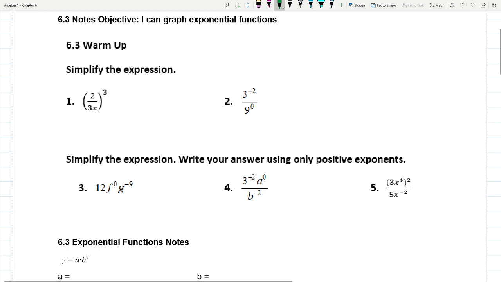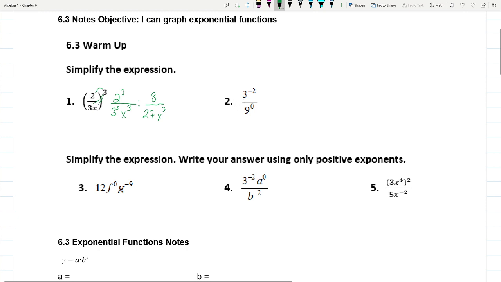And so what I'm going to do is distribute this 3 to each power. What this becomes is 2 to the third over 3 to the third x to the third. If I simplify this even further, 2 to the third power: 2 times 2 is 4 times 2 is 8, over 3 times 3 is 9 times 3 is 27, x to the third. And nothing goes into both 8 and 27. All right, so I can continue on.